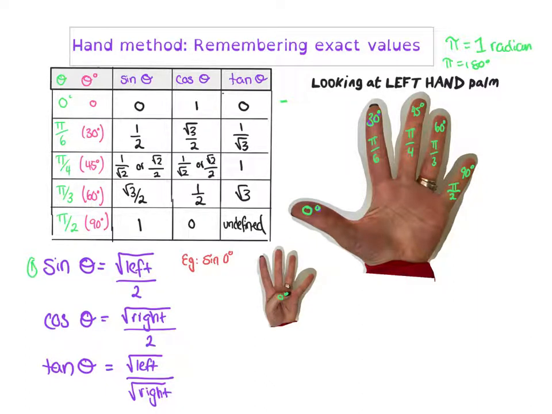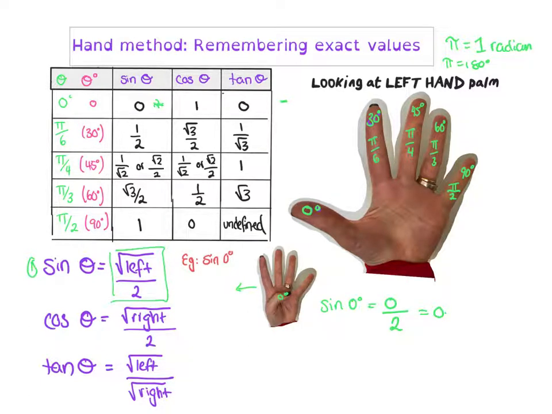Now the rule tells me that the answer to this is the square root of the left. So what fingers have I got to the left of the one I brought in? I've got nothing. So sine 0 degrees must equal square root of no fingers to my left, over 2, because that's what the rule says to do. So therefore that equals 0, and we get that answer up here.